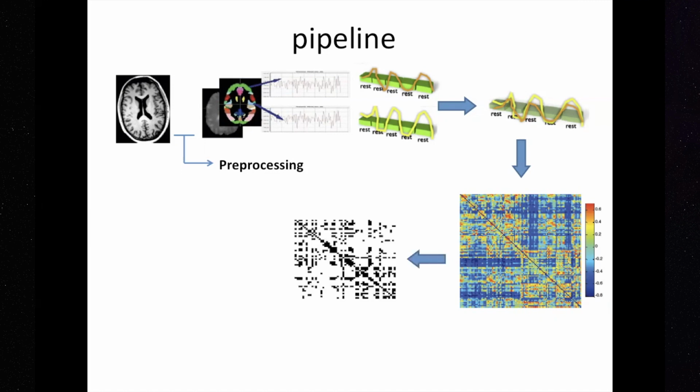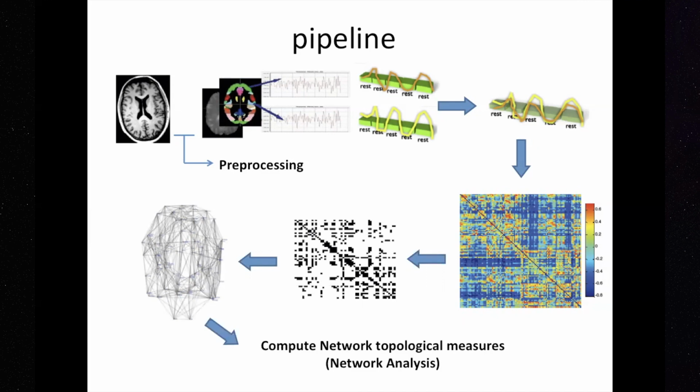Then you may want to apply some sparsity, so making it less dense, throwing out some rather weak connections. And as I told you some slides ago, this is already a network. This is just a different visualization of our thresholded matrix. And on this, you can easily go ahead and compute those network topological measures, so basically do network analysis.